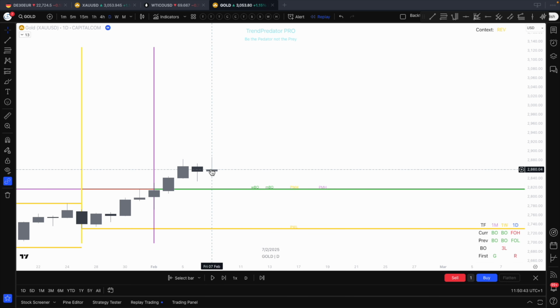Didn't really follow through. Now we have a fake out high on the day. That's why it says reversal. So the current day is in fake out high, but it's yellow because the week and the month are in breakout, but now we have a first red day. So that's a first red day, fake out high. That's why it says potentially a reversal.